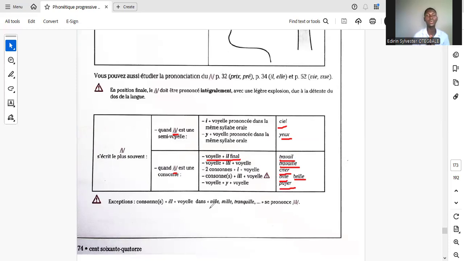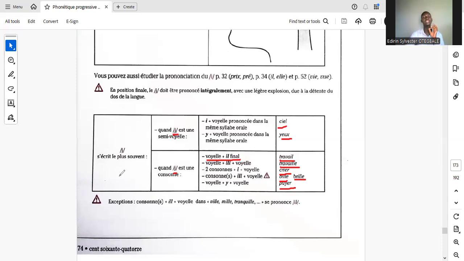So you see the phoneme operates at the level of consonant and vowel. That's why it's called semi-vowel, semi-consonant. For the vowel, I plus another vowel, Y plus another vowel. For consonant, vowel plus IL at the end of a word, travail. Vowel plus ILL plus a vowel, travaille. Two consonants plus I plus a vowel in crier. A consonant plus ILL plus a vowel in bille and brille. And vowel plus Y plus vowel as in payer.